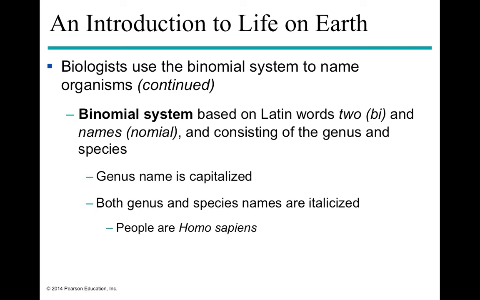So we use a binomial system. That means 2 names, right? And the genus name is going to be capitalized, and it's going to come first. And for us as humans, we're Homo sapiens, right? Both the genus and the species name are italicized, but the species name is not capitalized. And you may see Homo for a whole different lineage all the way back, Homo erectus, for example. So you'll see Homo as the entire category of a lineage of species, which for us would be Homo sapiens, but we're descended from other Homo organisms.